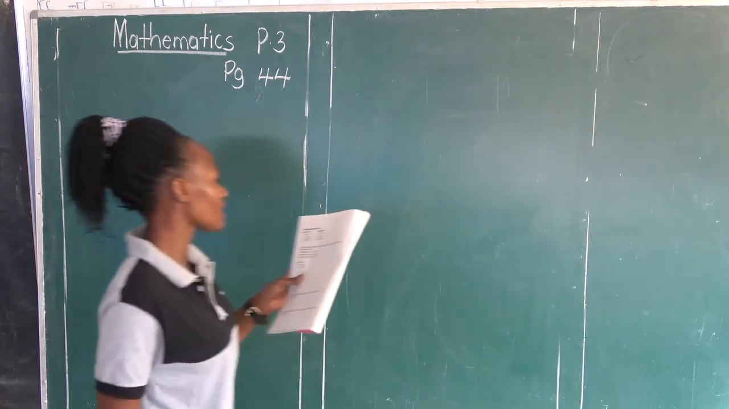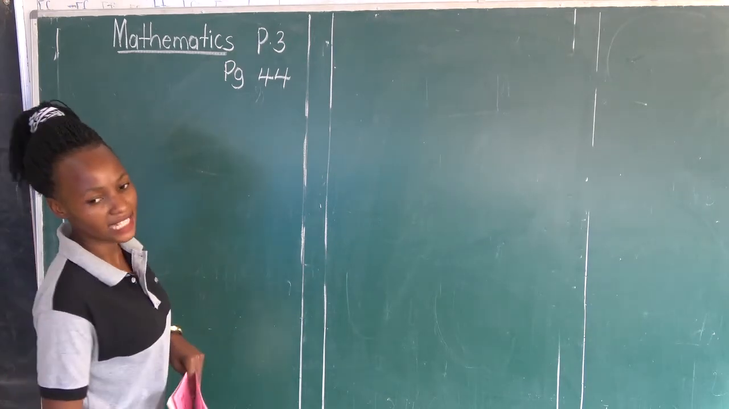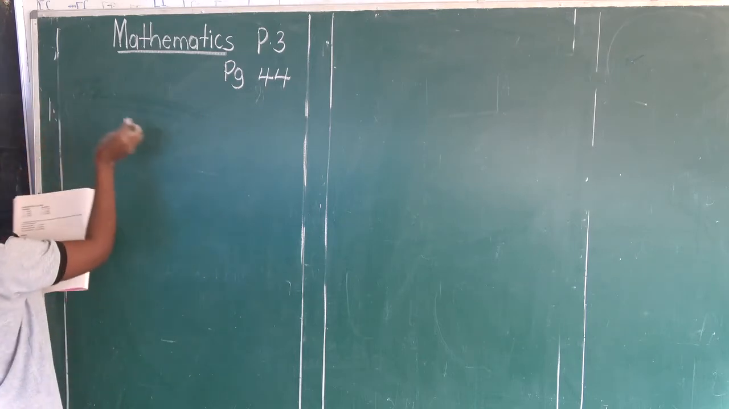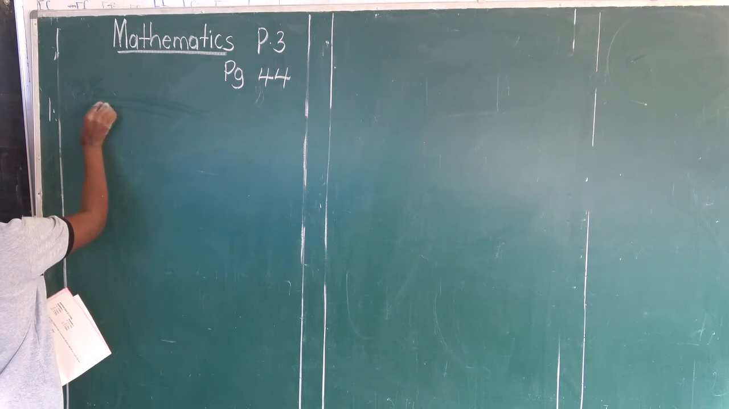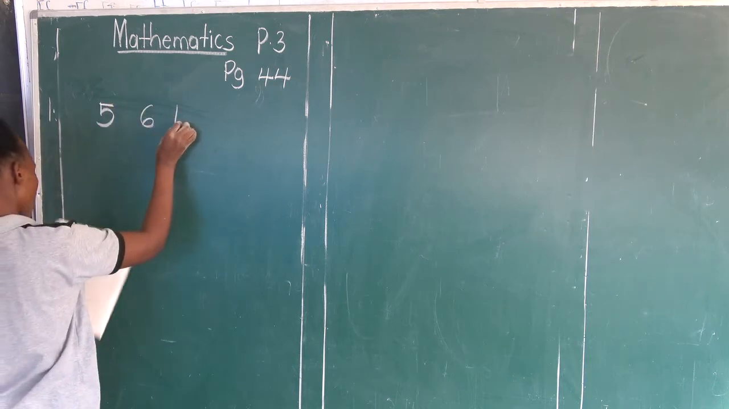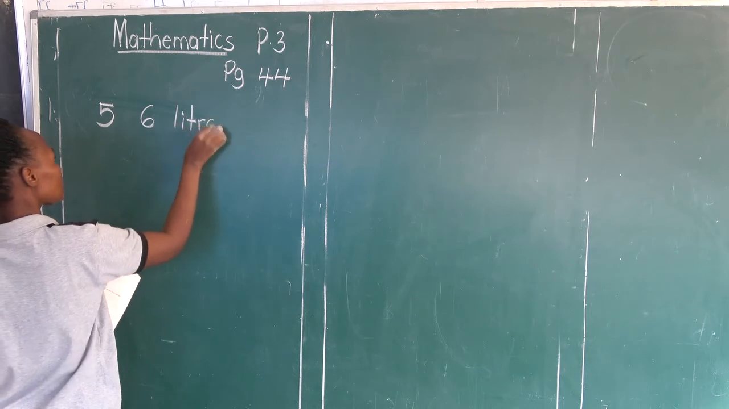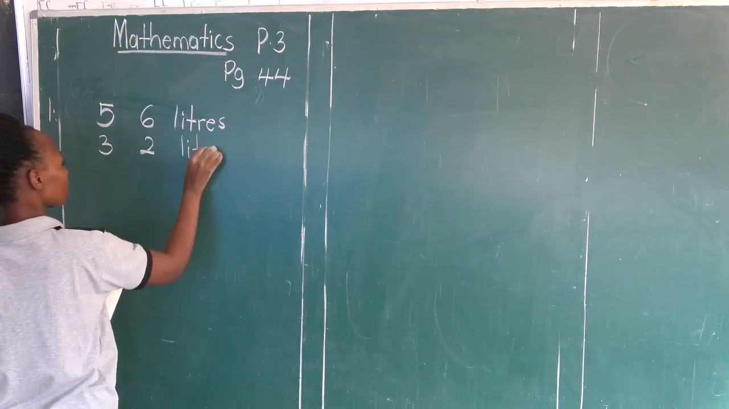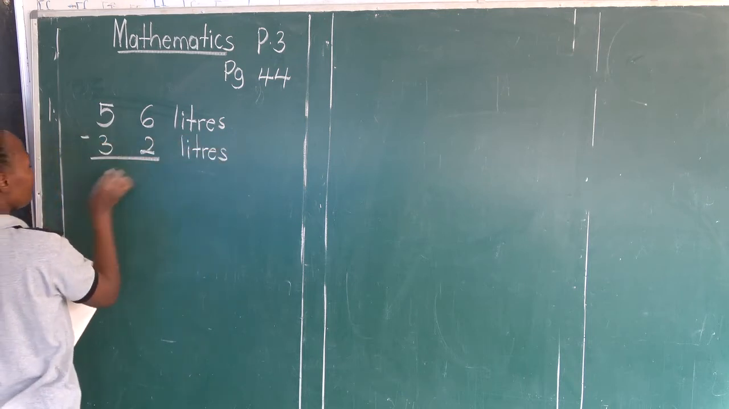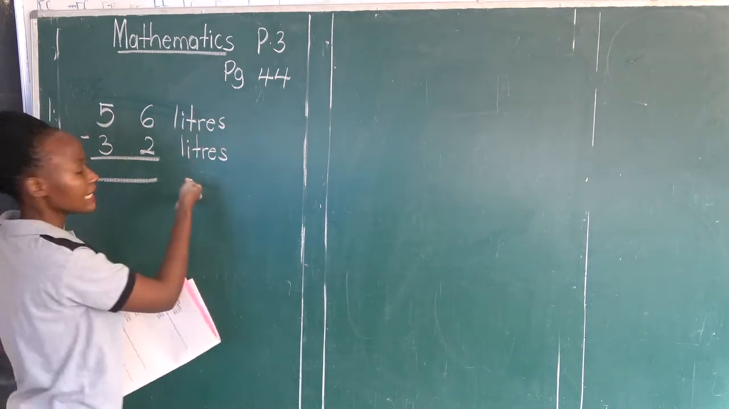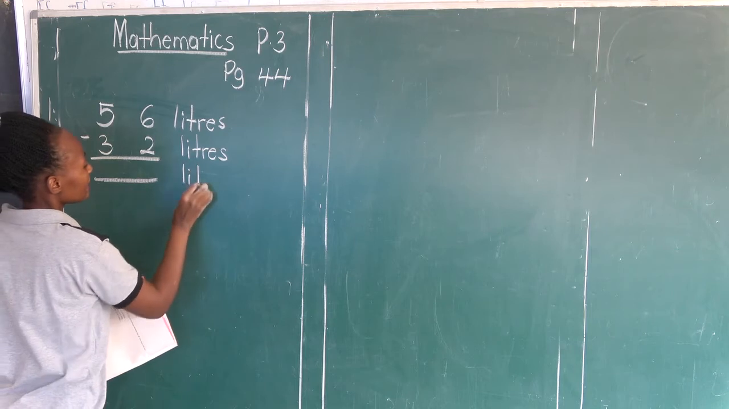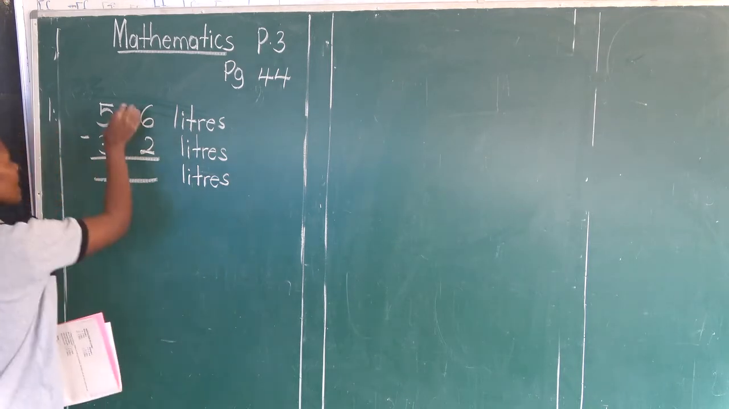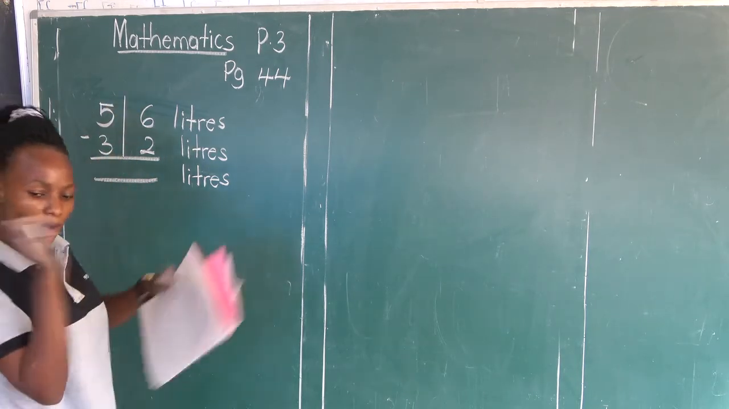Now for today we are going to first look at subtraction of liters. Still we are dealing with capacity. Let's go to number 1. Number 1 on page 44, we have 56 liters take away 32 liters. What should you do first? First write the unit, liters. After, draw the line in the middle, separate the place values, ones from tens.